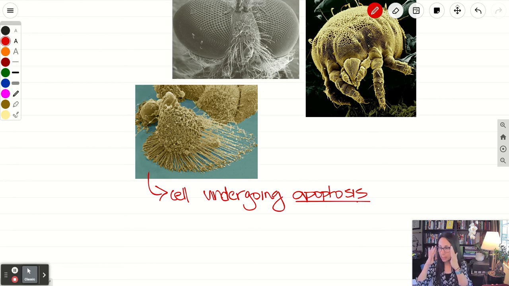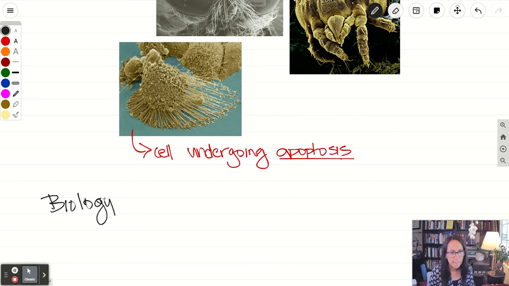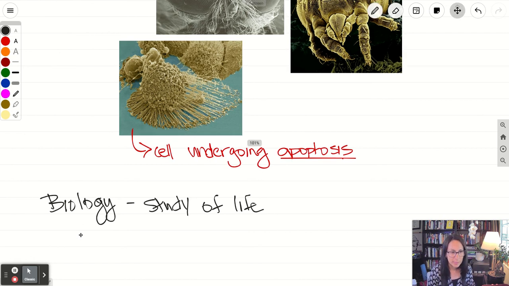It's pretty crazy. Okay, so the last thing that I want to talk about is that because of the microscope, we can see cells. And cells are the basic fundamental unit of life. This class is all about biology, which is the study of life. So I'm going to write that down: biology, the study of life. And the fundamental unit of life is a cell. So let's write that down.